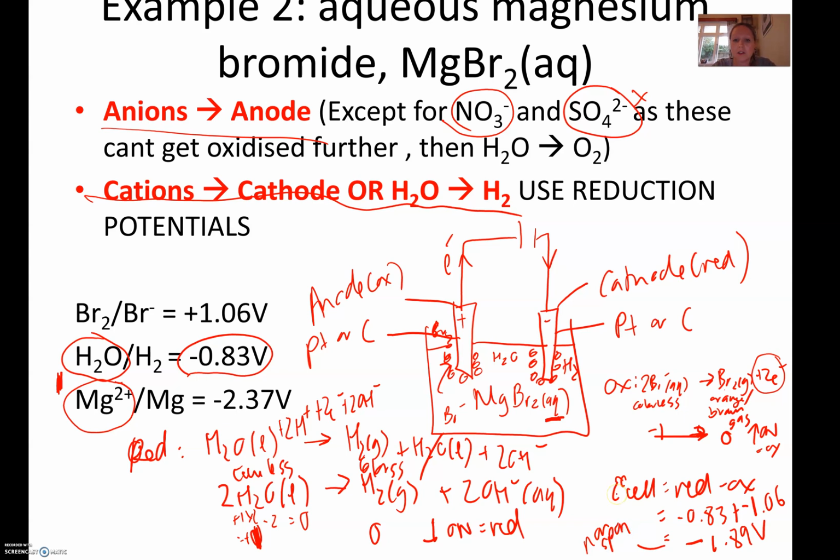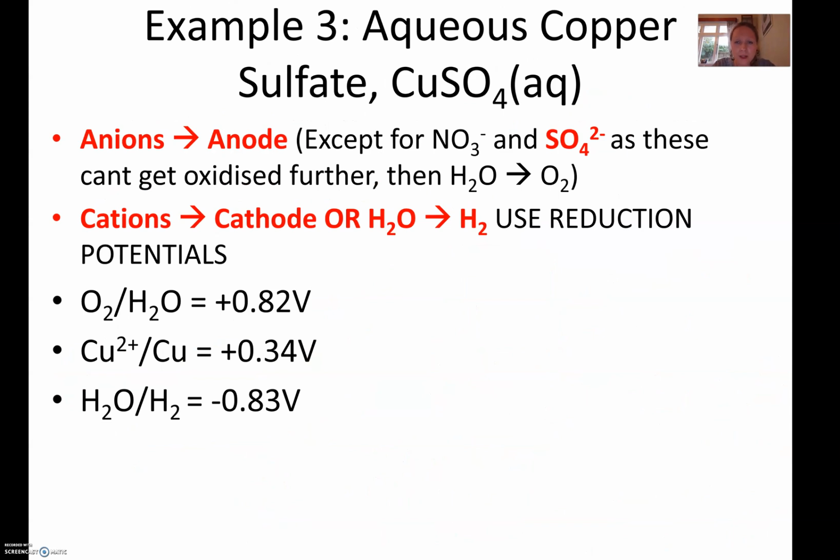Now what I'm doing here is I'm not actually giving you how to answer the questions for your internal. I'm just running through the principles by which this works. So this is a tutorial so you understand what happens in electrolytic cells. We're going to do one more example of aqueous. So we're going to do aqueous copper sulfate now.